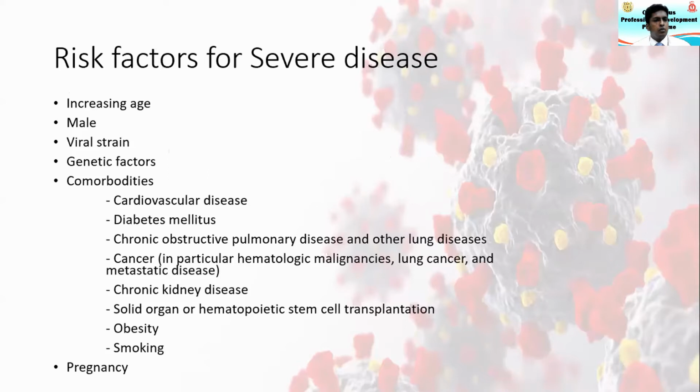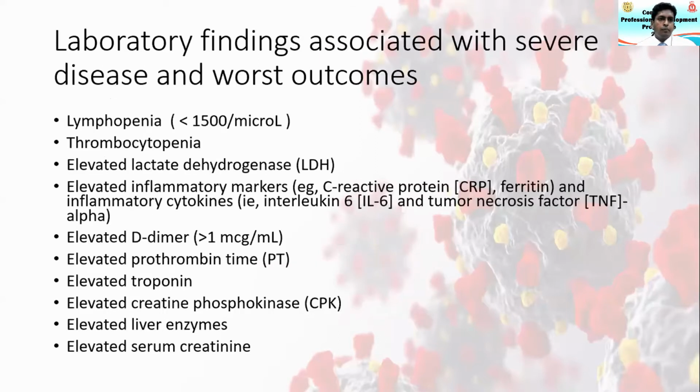And these are the absolute risk factors for severe disease. One is increasing age, male sex, viral strains, genetic factors, and a lot of other things. The same family members get much more severe disease, like father and son both developing severe disease. And comorbidities as usual: cardiovascular disease, chronic obstructive pulmonary disease, diabetes, cancers, chronic kidney disease, solid organ and hematologic transplantation, obesity, smoking, as well as pregnancy are also considered high risk factors.